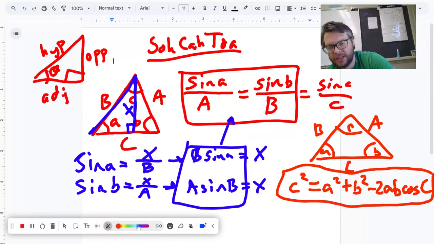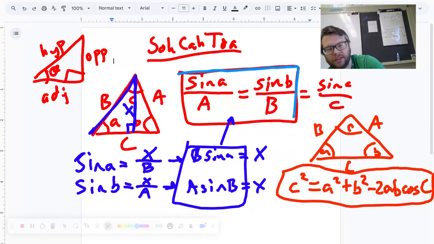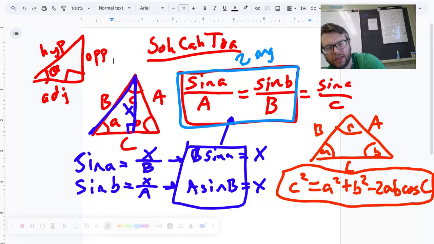Now, here's a big piece of advice. Notice that when you're using the law of sines, there are two angles and two side lengths.